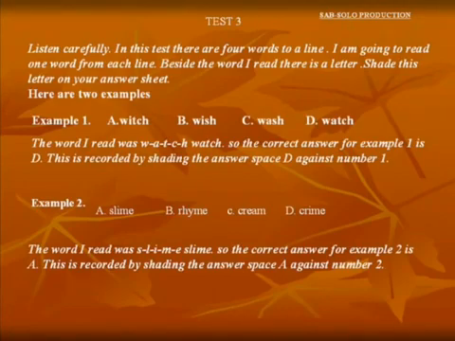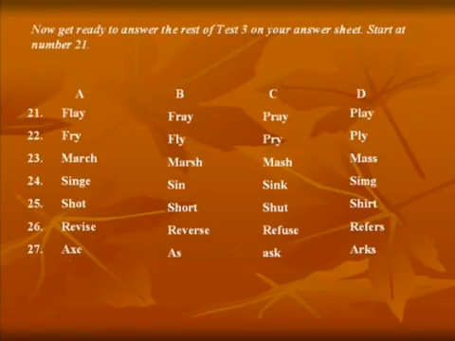Example 2. Slime. The word I read was S-L-I-M-E. Slime. So the correct answer for example 2 is A. This is recorded by shading answer space A against number 2. Now, get ready to answer the rest of test 3 on your answer sheet.